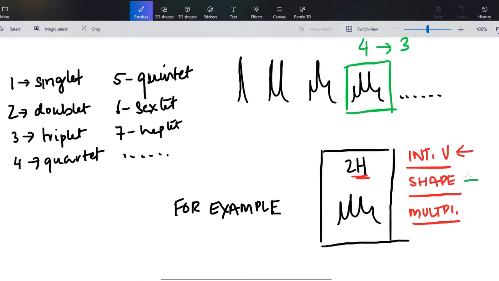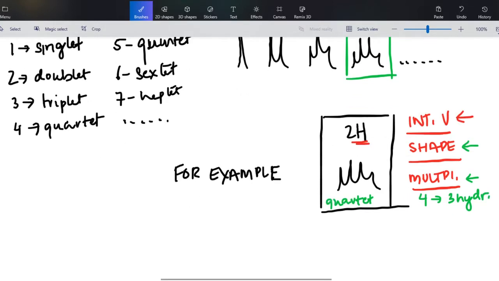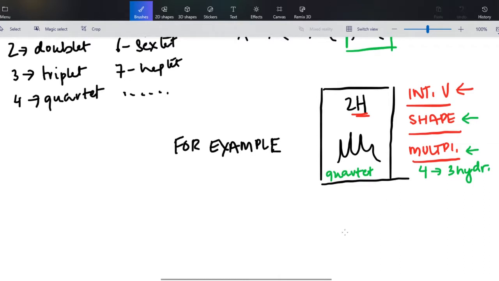The shape tells you about the splitting pattern. So here we have 1, 2, 3, 4 peaks together. That means it's a quartet. And the quartet tells you about your multiplicity number. So quartet means a value of 4 for your multiplicity. That means there are 3 hydrogen neighbors to this particular signal, which could mean that these 2 H's are producing our signal, and they're right next to a CH3 group. And that makes sense, right?